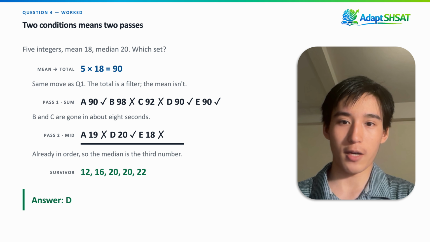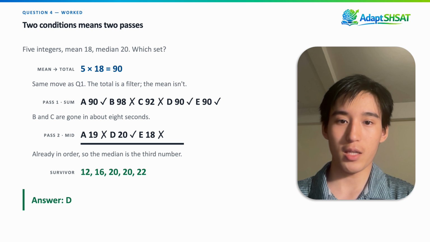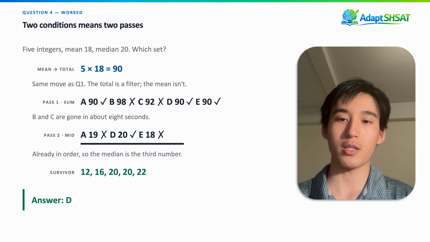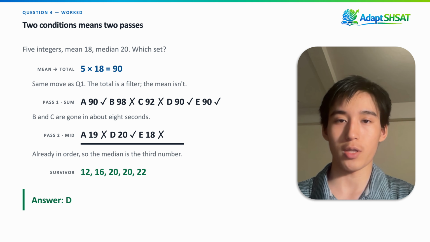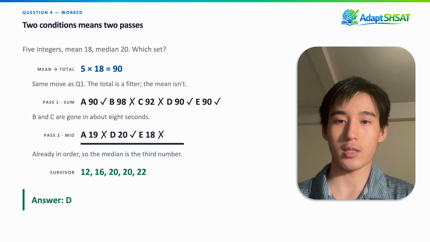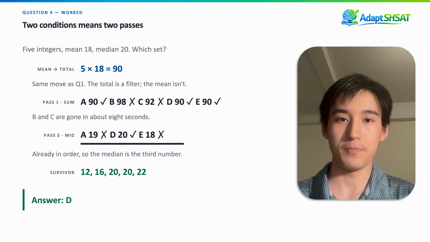Notice that 3 of these 5 also had a median of 20. So if you checked the median first and stopped, you could have picked wrong. So when a question stacks 2 conditions at the same time, the answer is the one that survives both of them. And every other option is engineered to pass exactly one of the 2. So that's a test trick for you.